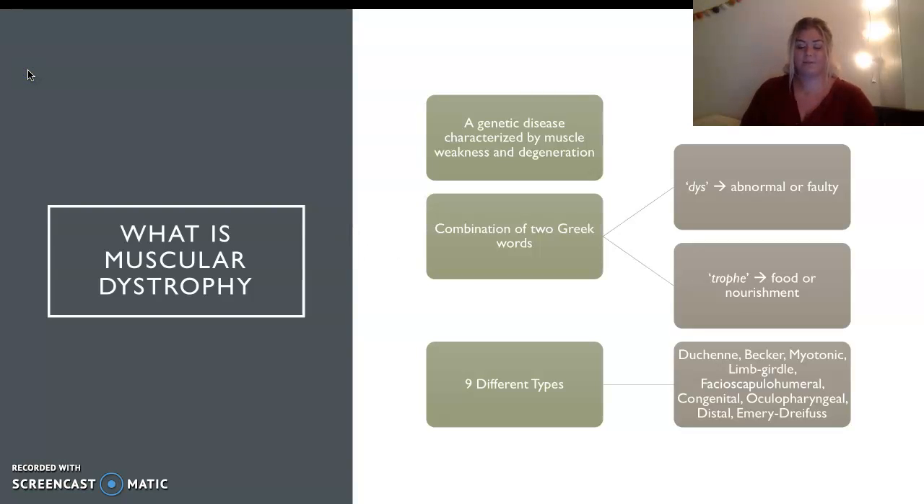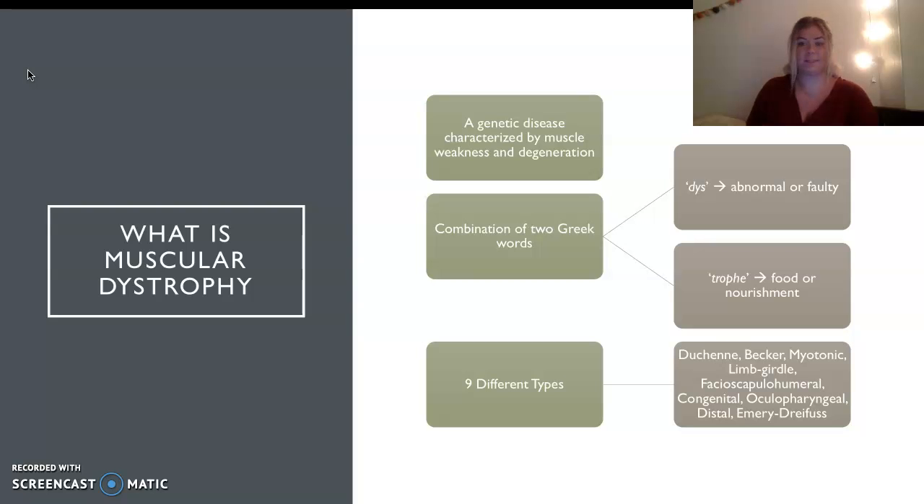So to start, we'll define muscular dystrophy, and according to the National Institute of Neurological Diseases and Stroke, muscular dystrophy is defined as a group of more than 30 genetic diseases characterized by progressive muscle weakness and degeneration of skeletal muscles that control movement. So as this disease progresses, patients experience a great deal of muscle atrophy, which is also another way of saying muscle wasting.